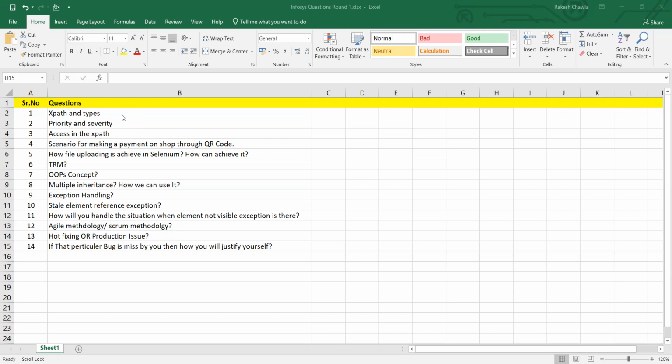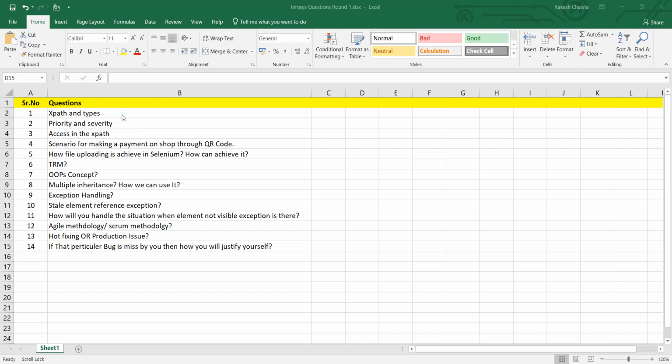So the very first question is about XPath and type. In this kind of question, you can tell them about absolute XPath and relative XPath, and why relative XPath is good compared to absolute XPath, why you should go for a relative XPath in comparison to the absolute XPath.